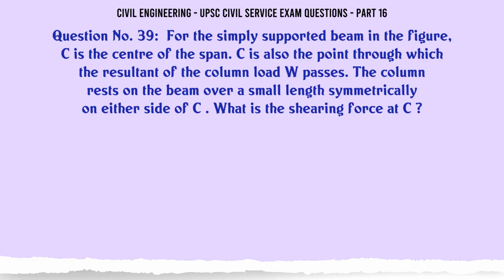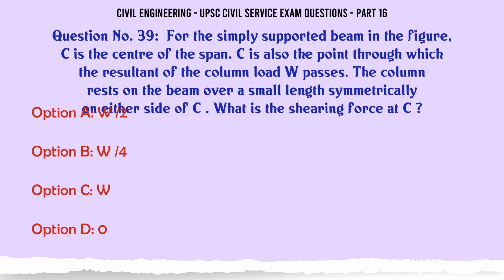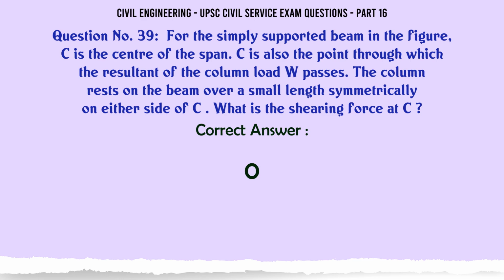For the simply supported beam in the figure, C is the center of the span. C is also the point through which the resultant of the column load W passes. The column rests on the beam over a small length symmetrically on either side of C. What is the shearing force at C? A. W/2, B. W/4, C. W, D. 0. The correct answer is 0.